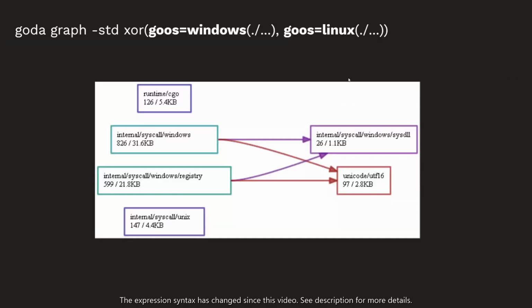Okay. The next thing you might want to start doing is setting environment variables. So let's say you have a crash on Linux, but not on Windows in your program. You might want to look at what are the different packages that they import. So maybe one ends up importing some broken package, and you can figure that out. In this case, we're doing the XOR to see the differences between the packages being imported. And GOOS=windows means set this environment variable for this sub-expression.